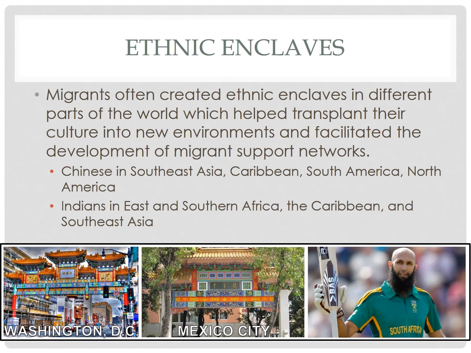You've also got ethnic enclaves. That's just a fancy way of saying neighborhoods of specific groups of people. So they kept their culture within these neighborhoods or these enclaves, and that facilitated the development of migrant support networks. So if you knew that there were going to be people in the new location that were similar to you, with similar culture, similar language, it was going to be a lot easier to leave your home country and go to the new country for work and better opportunities if you knew you had that support system there. So, for example, you have the Chinese setting up enclaves in Southeast Asia, the Caribbean, South America, North America. Think about Chinatown, basically, in Washington, D.C., New York City, Mexico, even. You also have Indians setting up ethnic enclaves in East and Southern Africa, the Caribbean, and Southeast Asia.